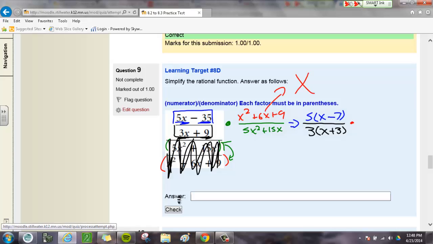Now let's do this red section. We're going to factor that right here. I'll put my 9, my 6. What times what is 9, that adds together to be 6? 3 and 3. x plus 3, x plus 3.